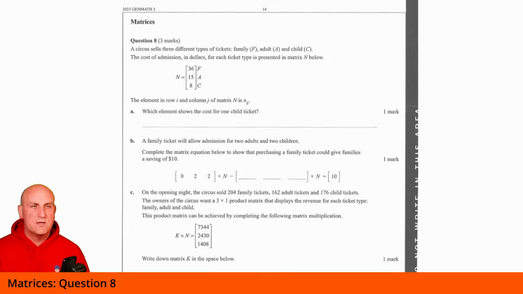Right, so row 3, column 1. So it would be N, and then a little 3 and a little 1. Yeah, probably want to make that look like a 3. So let's make it look more like a 3. N3,1. Row 3, column 1.